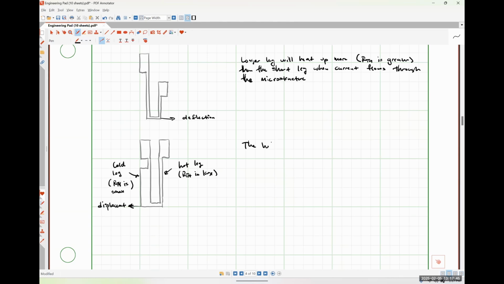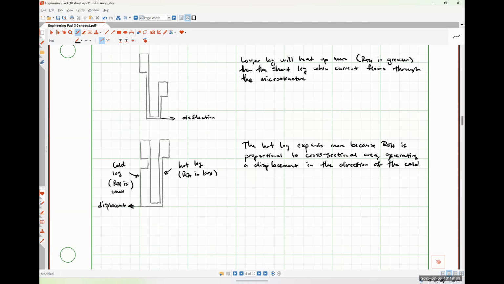So the hot leg, singular, not like the Rod Stewart song, hot leg expands more because RTH is inversely proportional to cross-sectional area, generating a displacement or deflection in the direction of the cold leg.